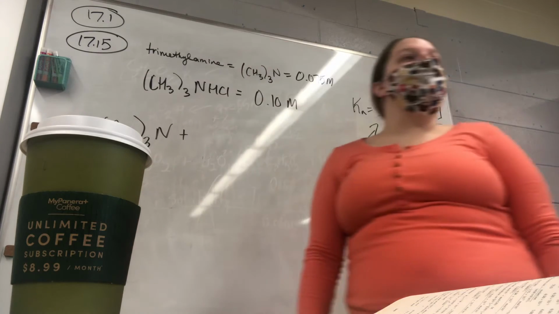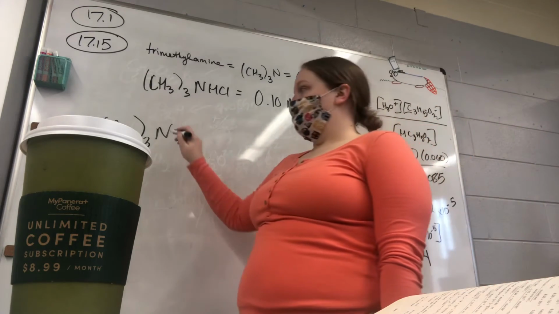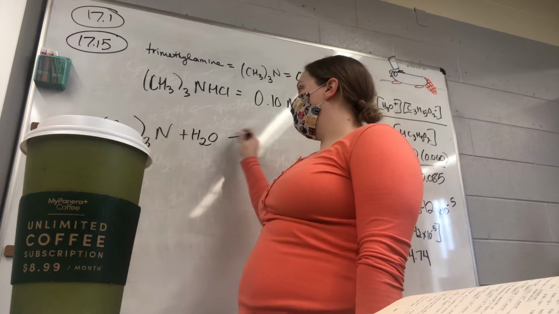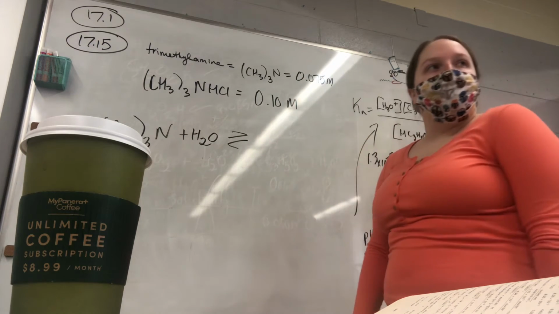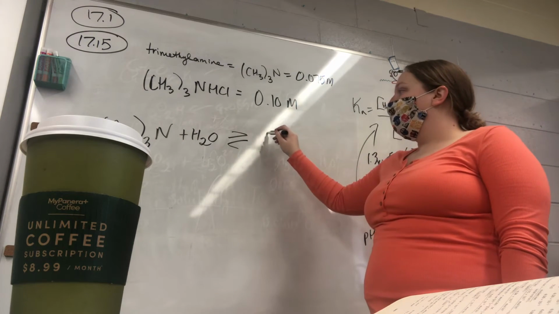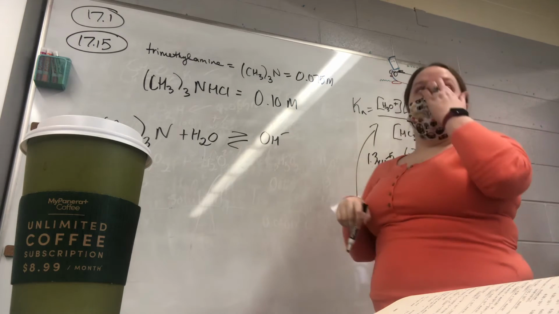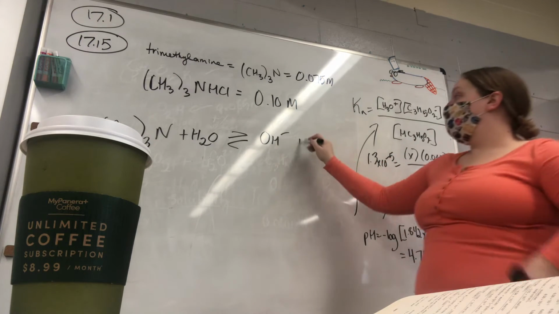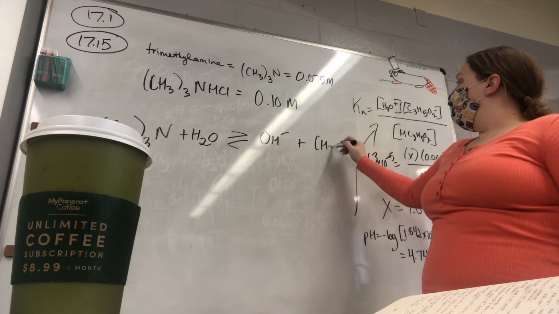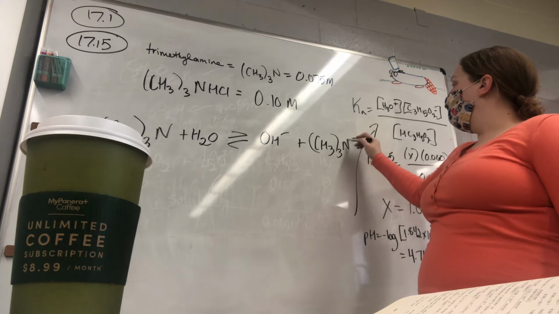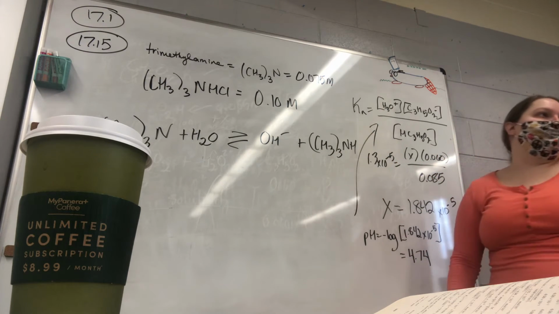When we write base equations, what do we add? H2O. A base is going to remove a proton from our H2O and leave behind what? OH minus. Plus the base with a proton.